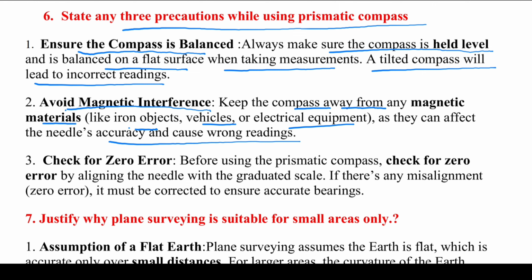The third point is to check the zero error. Before using a prismatic compass, we have to check the zero error with the help of the needle and graduated scale. For example, if there is no error, it will show zero, so whatever readings you get will be accurate.